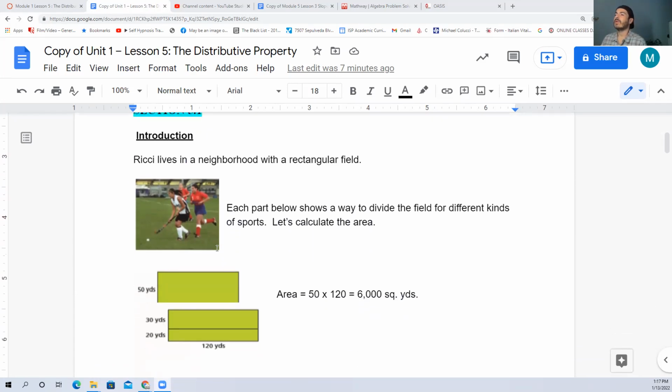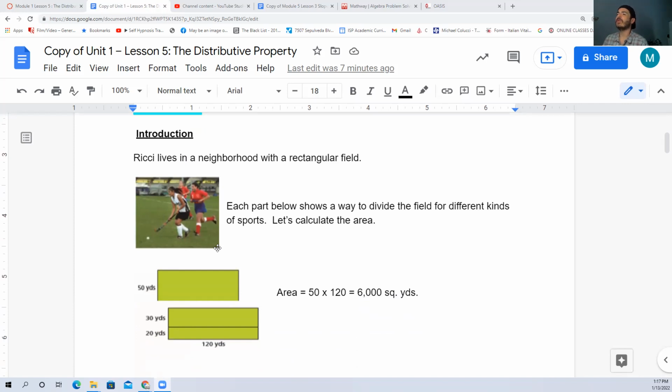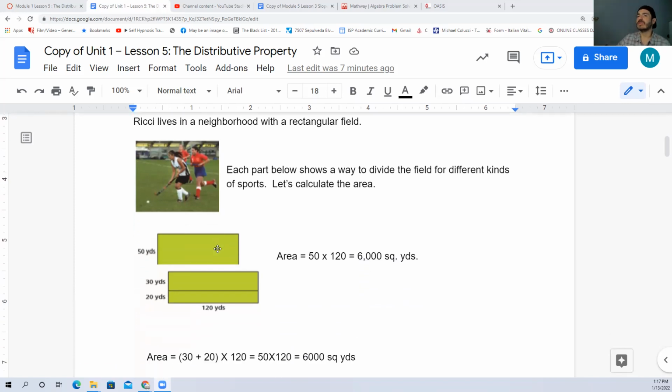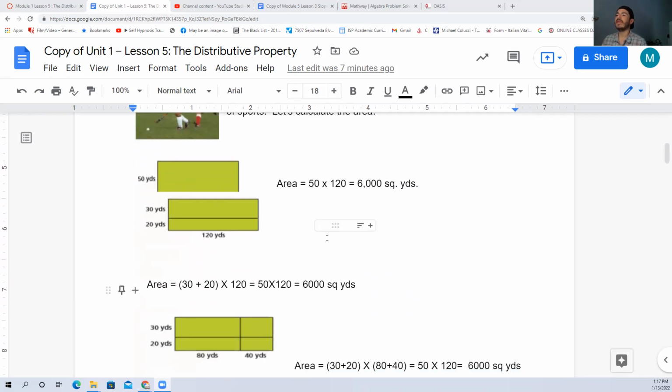Okay. Richie lives in a neighborhood with a rectangular field. Looks like they're playing field hockey. Each part below shows a way to divide the field for different kinds of sports. Let's calculate the area. Okay, so they're going to use area as a big point of reference in this thing. Area, I'm going to have to stop and talk about area because if we don't know it, how are we supposed to learn this stuff, right?